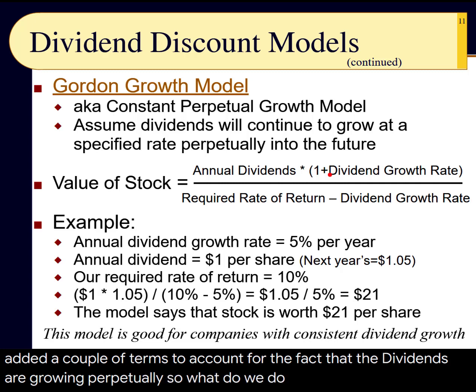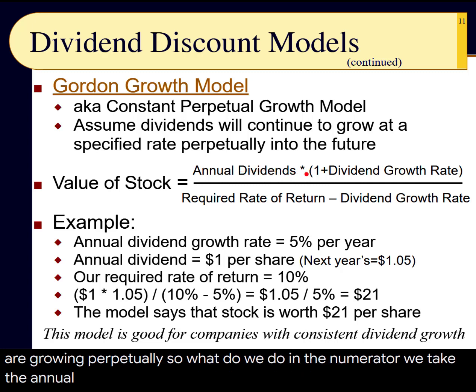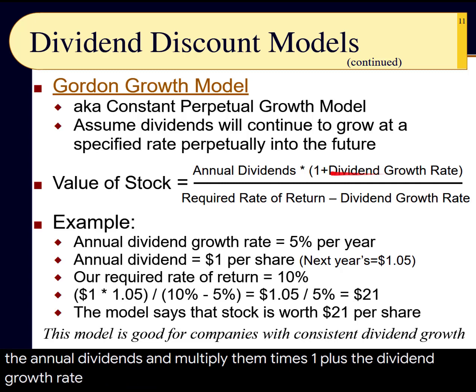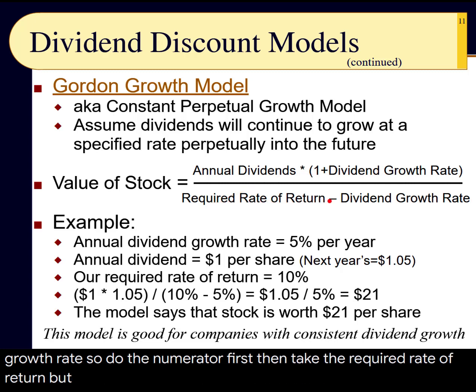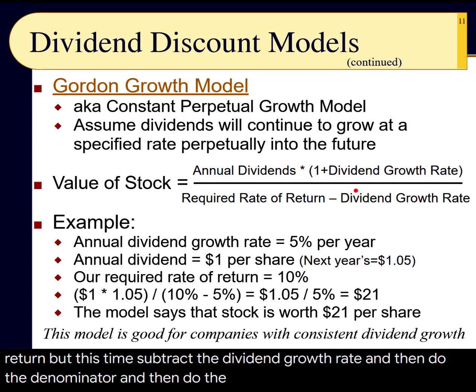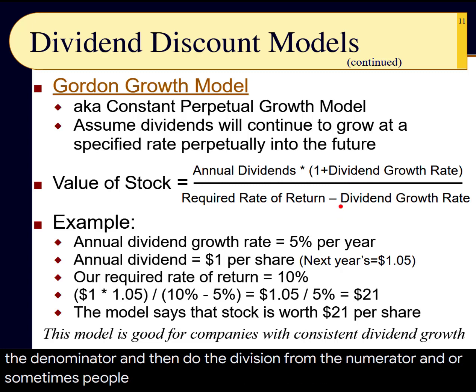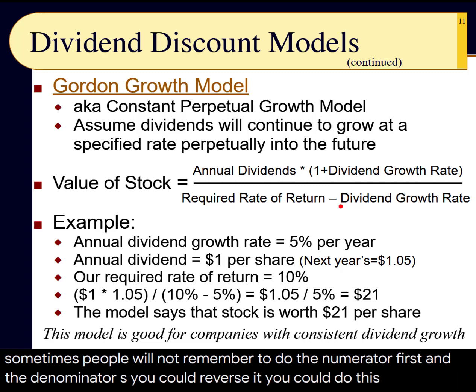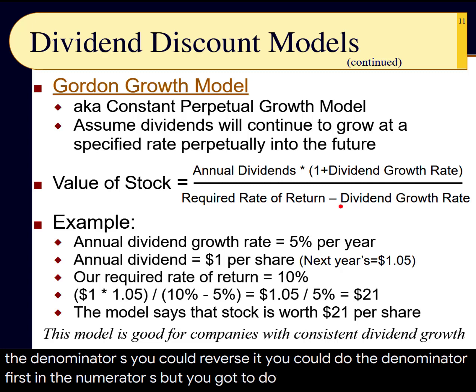So what do we do? In the numerator, we take the annual dividends and multiply them times 1 plus the dividend growth rate. So do the numerator first. Then take the required rate of return, but this time subtract the dividend growth rate. And then do the denominator. And then do the division from the numerator and denominator. Sometimes people will not remember to do the numerator first and the denominator second. You could reverse it. You could do the denominator first and the numerator second, but you've got to do the division last.